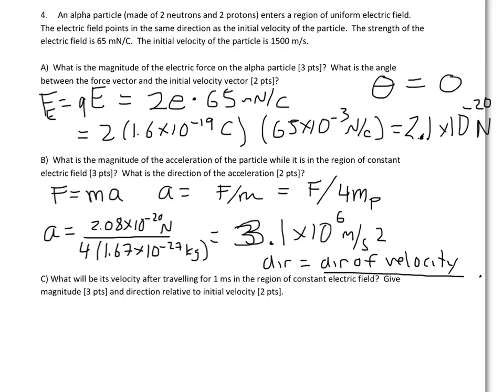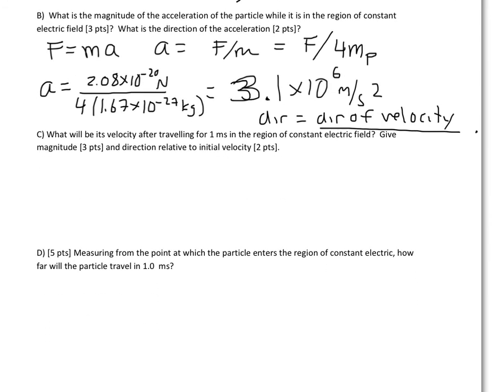All right, let's move on to C here. What will be its velocity after traveling for 1 millisecond in the region of constant electric field? Give magnitude and direction relative to initial velocity. Okay, so since its acceleration is in the direction of its velocity, it's speeding up. Now, how much does it speed up? Well, since it's experiencing a constant force, it has a constant acceleration.